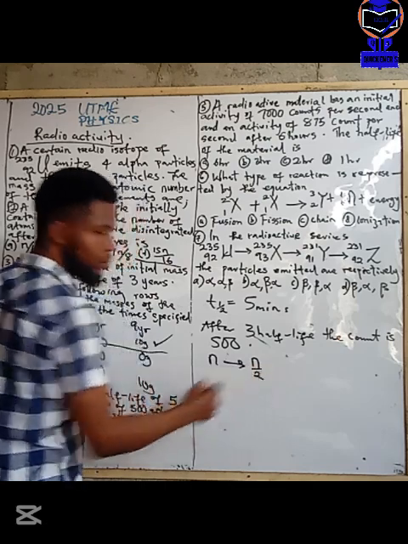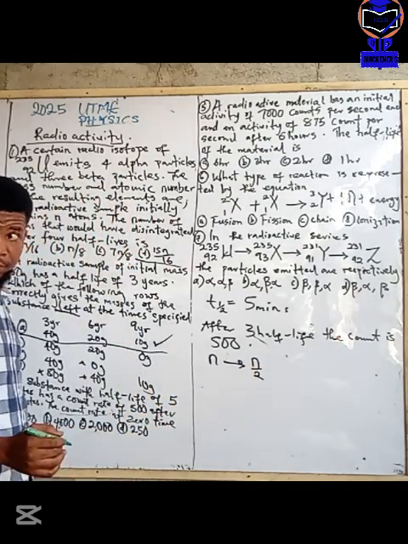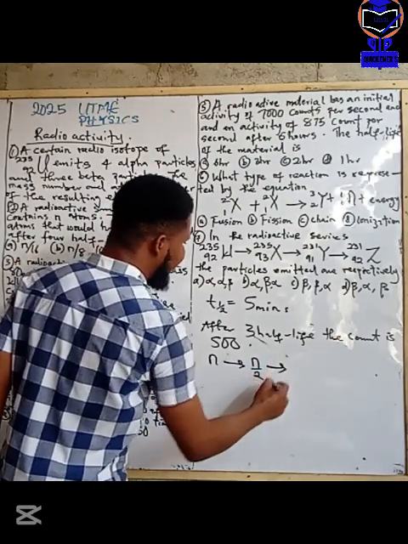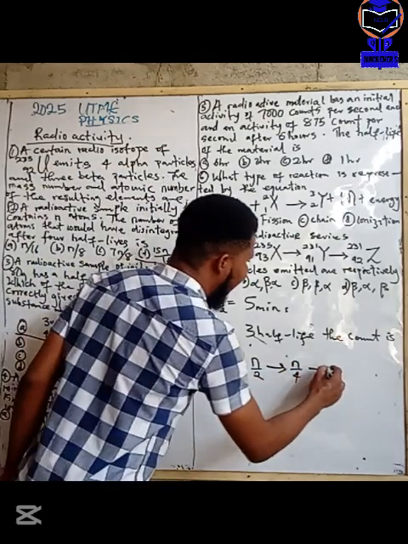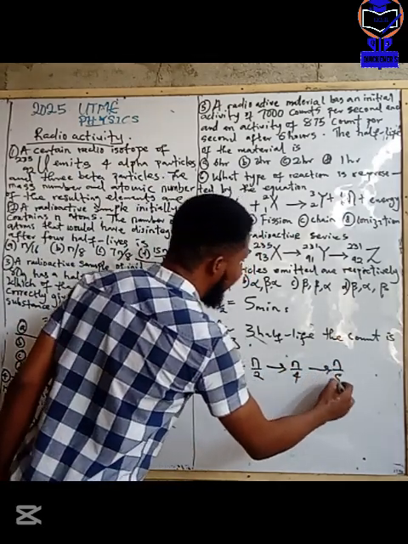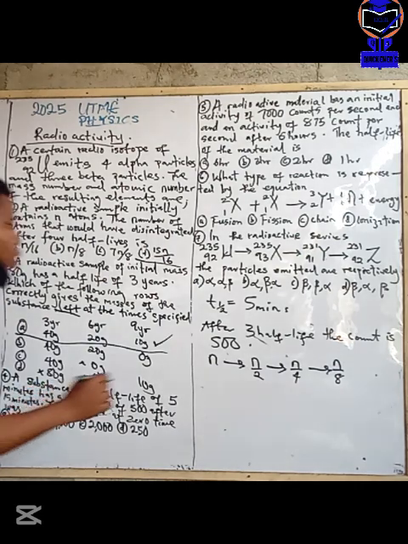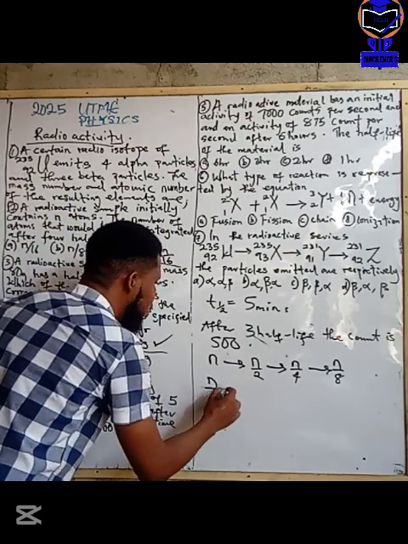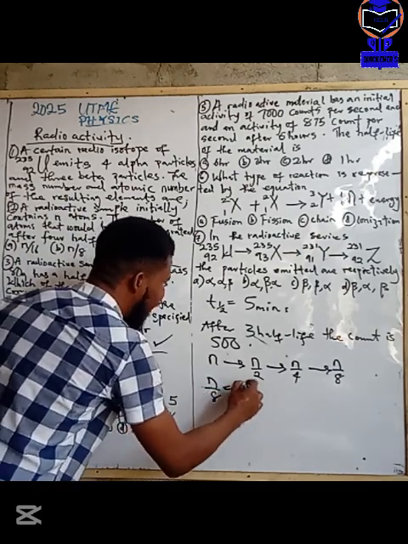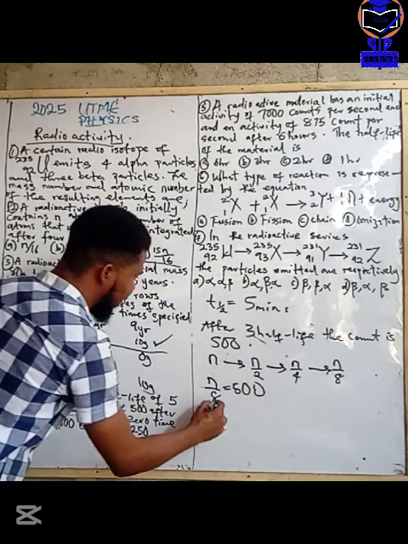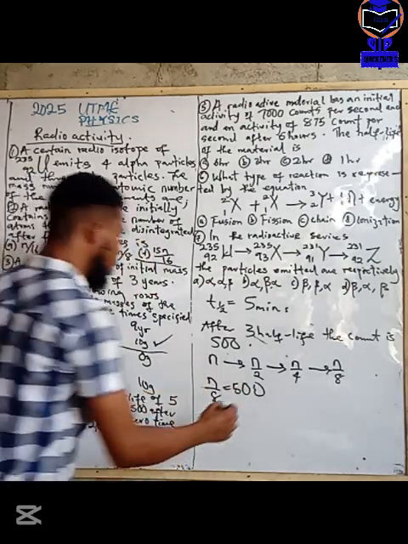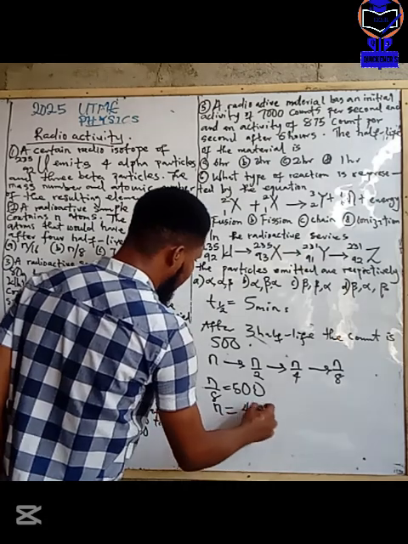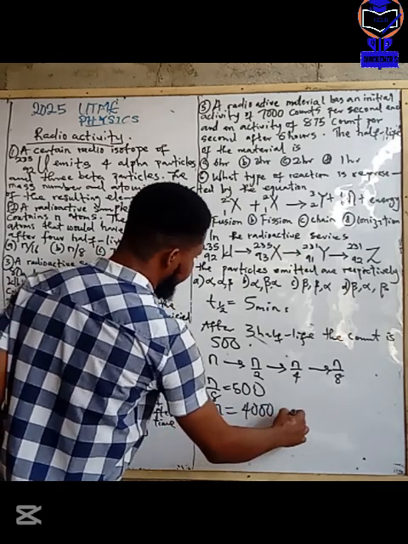N over 2. Second half-life will give you what? N over 4. Third half-life will give you what? N over 8, which is the one you have. So you now say N over 8 is equal to 500 count rate. So N is now what? 8 times 500. Can you see how simple it is? So that's what? 4000 count rate.